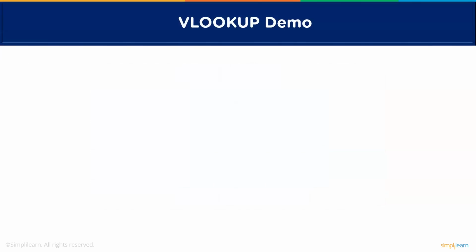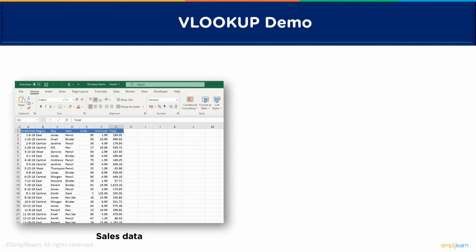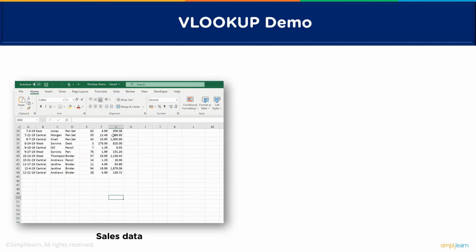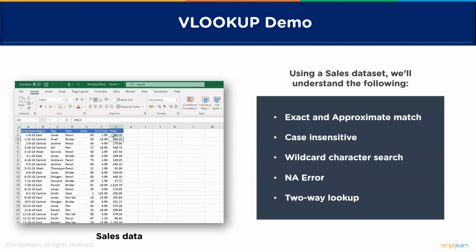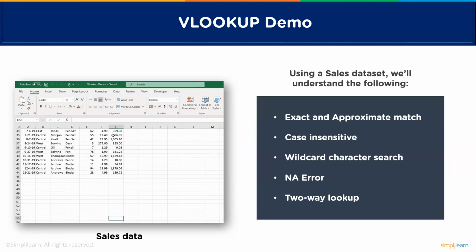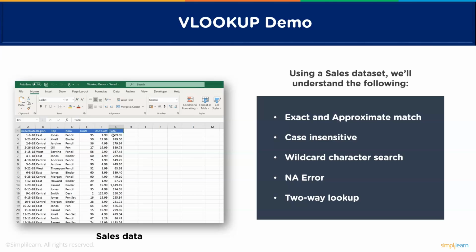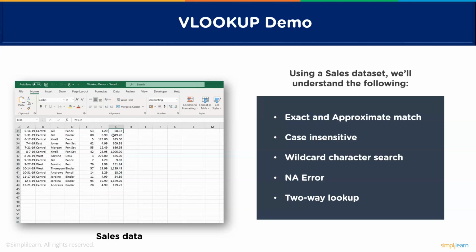Now, let me give you a brief overview on what's going to be in our demo. So for our demonstration, we'll use a sales dataset. You can see the dataset on the left. Using this dataset, we'll understand how VLookup performs an exact and approximate match. We'll see how VLookup is case insensitive. Then we'll perform a wildcard character search. We'll understand how to handle errors when a match is not found. And finally, you will look at two-way lookups.